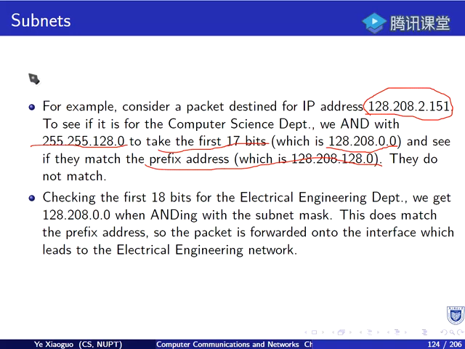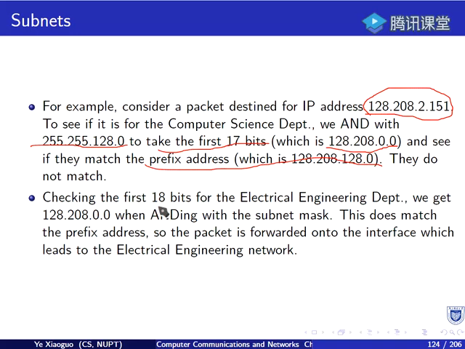255 means all 1s for this byte. 128 means 1 followed by zeros for this byte. This 0 means all 0s for this byte.